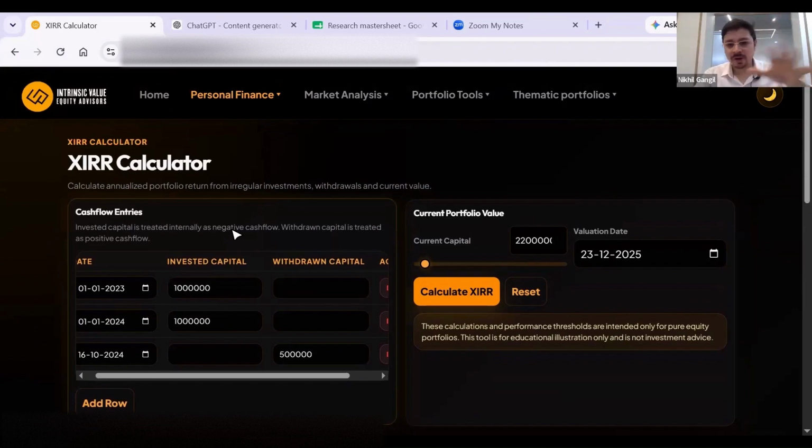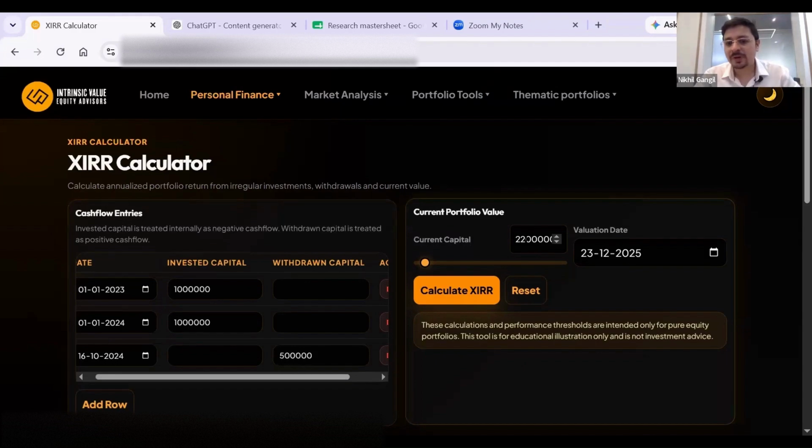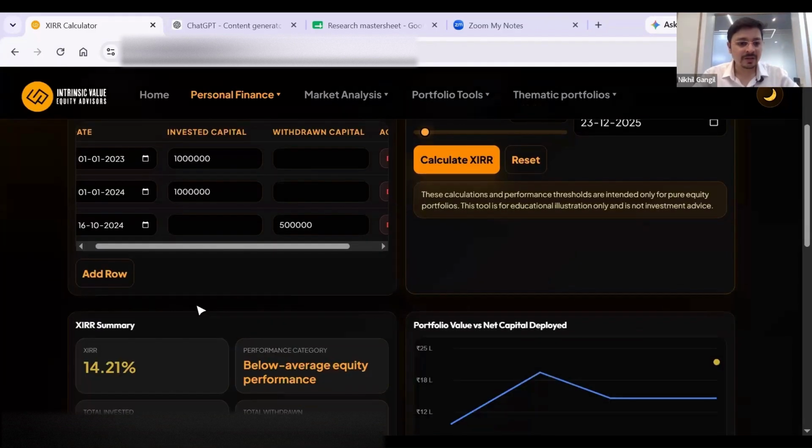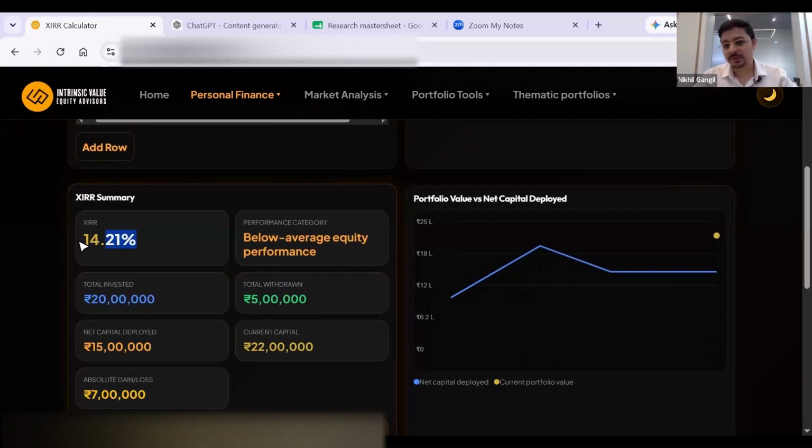So this was nearly what he had invested in. So he had 10 lakh rupees invested in 23, 10 lakh rupees in 24, and he had withdrawn 5 lakh rupees in 2024 because we gave some exits, and his portfolio was showing 22 lakh rupees only, right? And this was in 2025 nearly, I think, or early 2026, I don't remember. So when he calculated the XIRR, our XIRR was 14.21%, which was below average equity performance because it was below 15%. So we gave it below average.